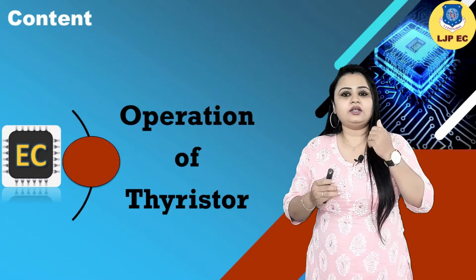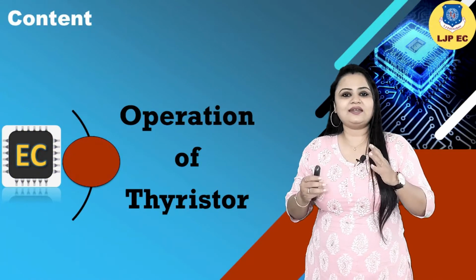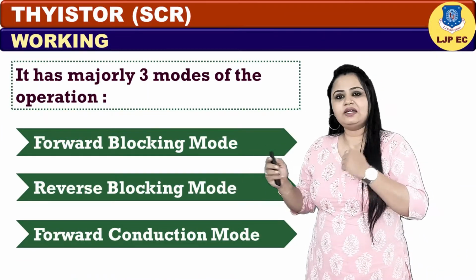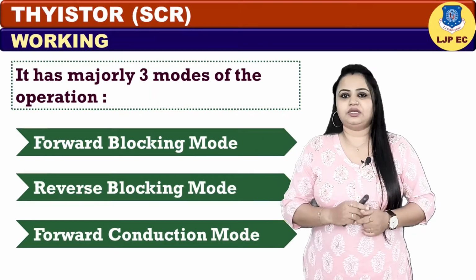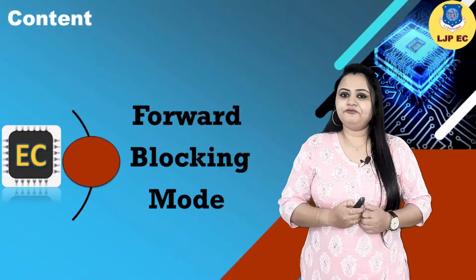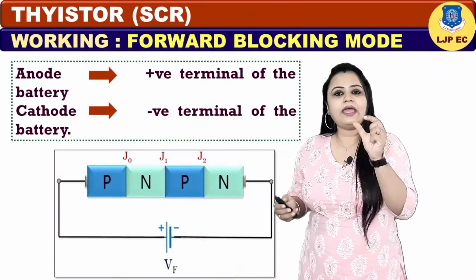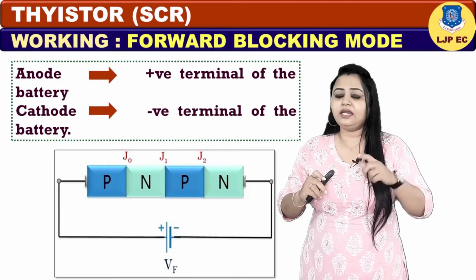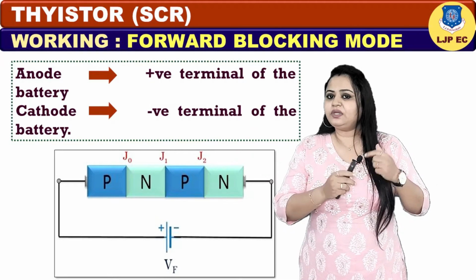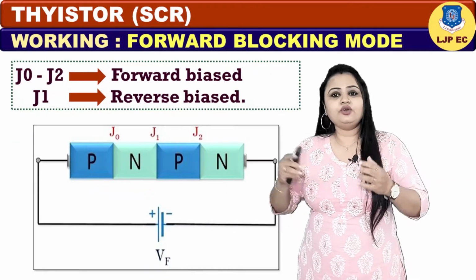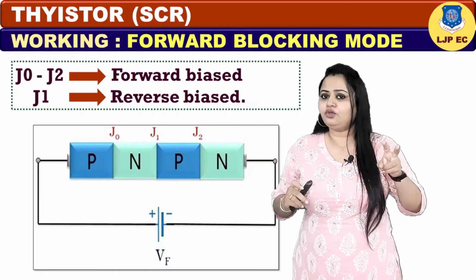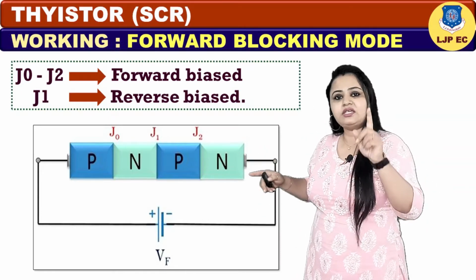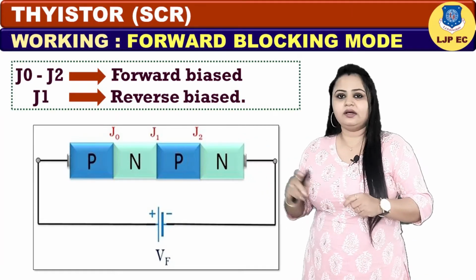Let us move further to have a clear idea about how thyristor operates. The 3 modes are forward blocking mode, reverse blocking mode and forward conduction mode. Let's see what happens in forward blocking mode. When anode terminal of the device is connected to the positive terminal of the battery and cathode forms a connection with the negative terminal of the battery, then due to this junction J0 and J2 become forward biased. But at the same time, this connection makes the junction J1 reverse biased as shown in the figure.